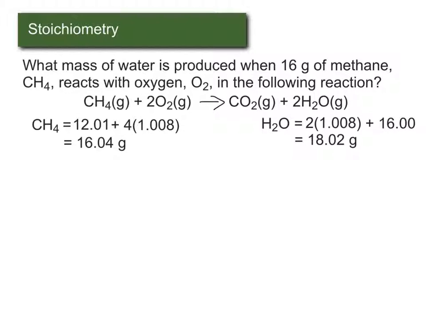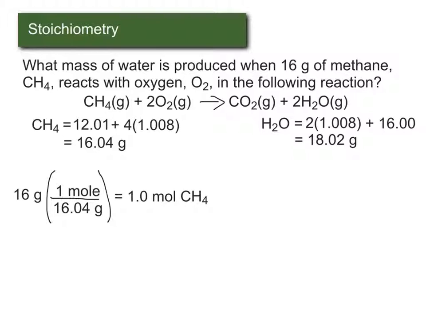Now we're going to go from the grams of methane, which is given to us in the problem, to moles of methane. That's our first step. If we have 16 grams of methane, we multiply that by the conversion factor where mole is on the top, because that's what we're trying to find, and on the bottom goes 16.04, which is our molar mass of methane that we just calculated. So 16 divided by 16.04 is 1 mole of CH4.